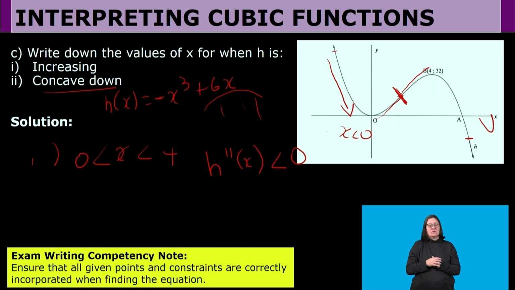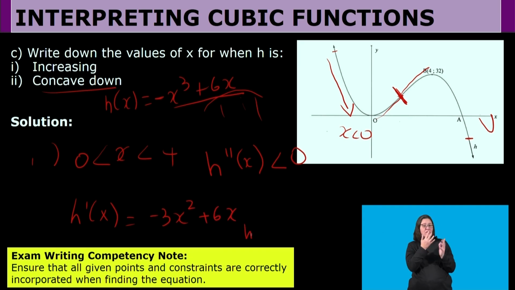So we find the first derivative. We get minus 3x squared plus 6. And then we take the derivative of that to work out the second derivative. So we get minus 6x plus 6. And we're looking for where this is negative. So therefore we do a quick inequality.